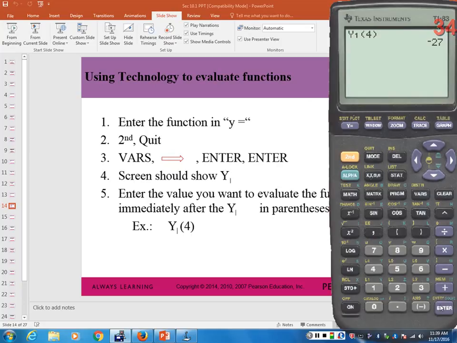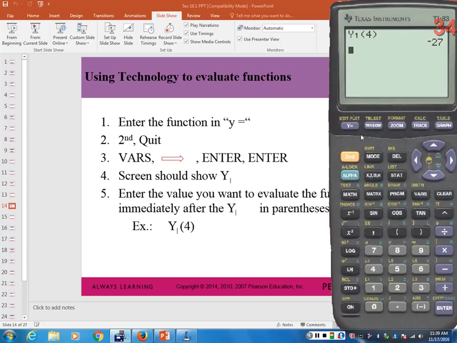So it took the rule, the equation that we put in at y1, it took the x value that we told it in parentheses, and it plugged that number into the equation in y1, and it did all the math for us. It went very quickly, much faster than if we had to actually type all those in ourselves. Okay? So that's one way.